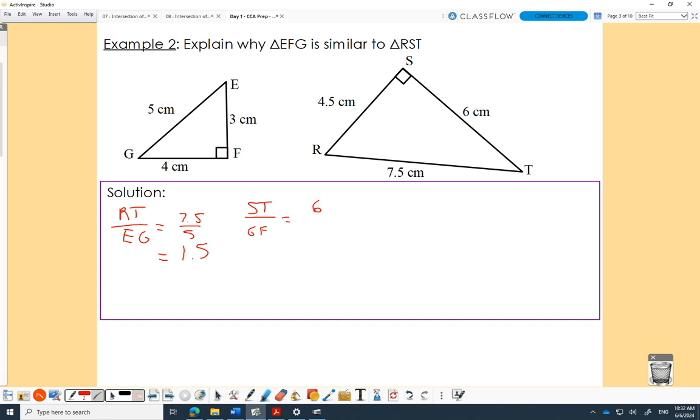That's going to be 6 over 4. Punch that in my calculator. Okay, come on, be the same thing. 6 divided by 4, 1.5. You're like, ha, it's going to work. They're going to be similar.